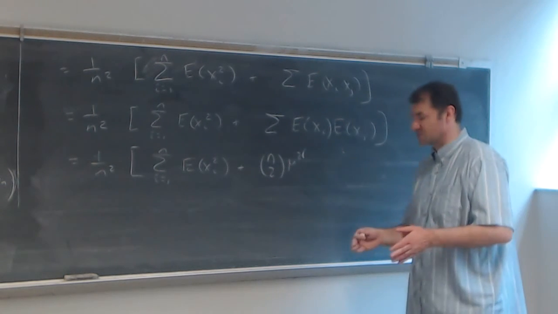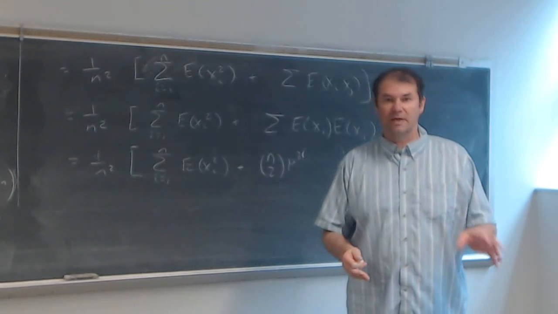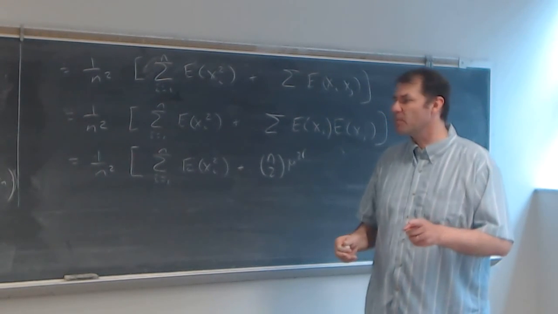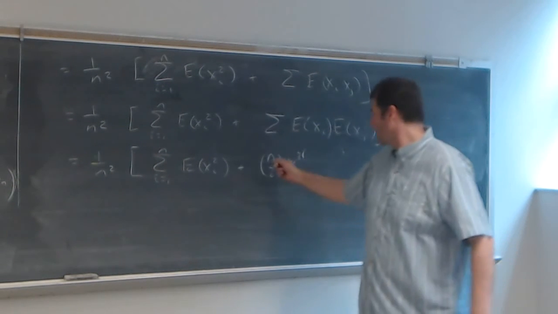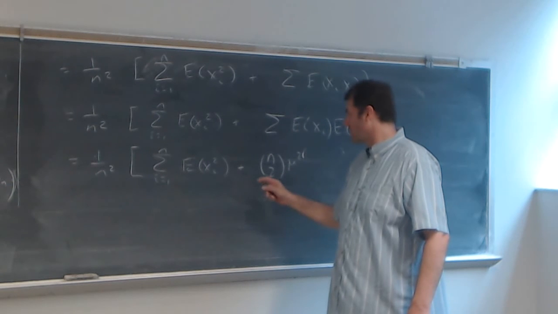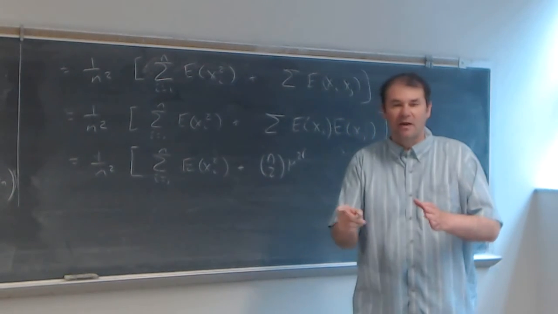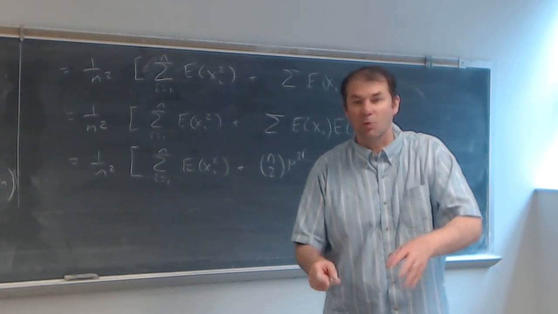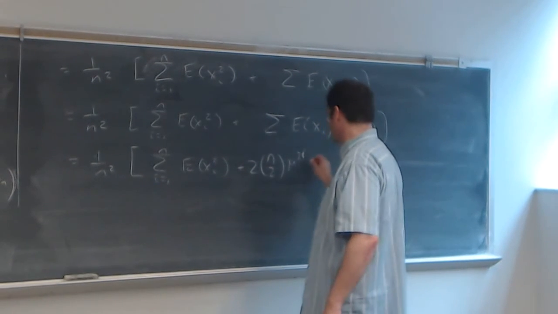And the order doesn't matter because you say x sub 1, x sub 2, or x sub 2, x sub 1, they're the same. Except, wait a minute, they are listed there twice. We do have the expected value of x sub 1 x sub 2, and the expected value of x sub 2 x sub 1 involved, so I need to multiply this by 2.